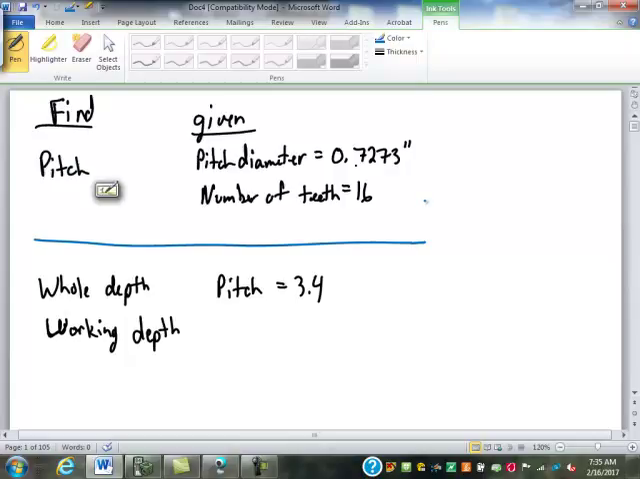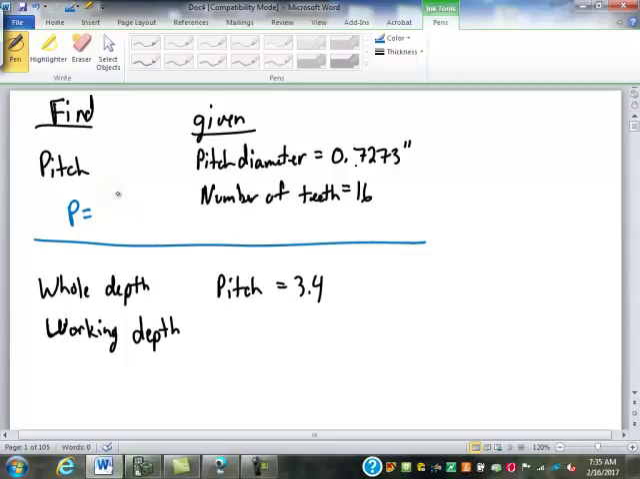So in our packet, if we flip back, 247 and 248 has a list of formulas. It's a table. We are looking for the pitch, which is in the first column on page 247, the first thing that's given. There are actually two different formulas. One of them uses the circular pitch, which we don't have. The other one uses the number of teeth and the diameter.